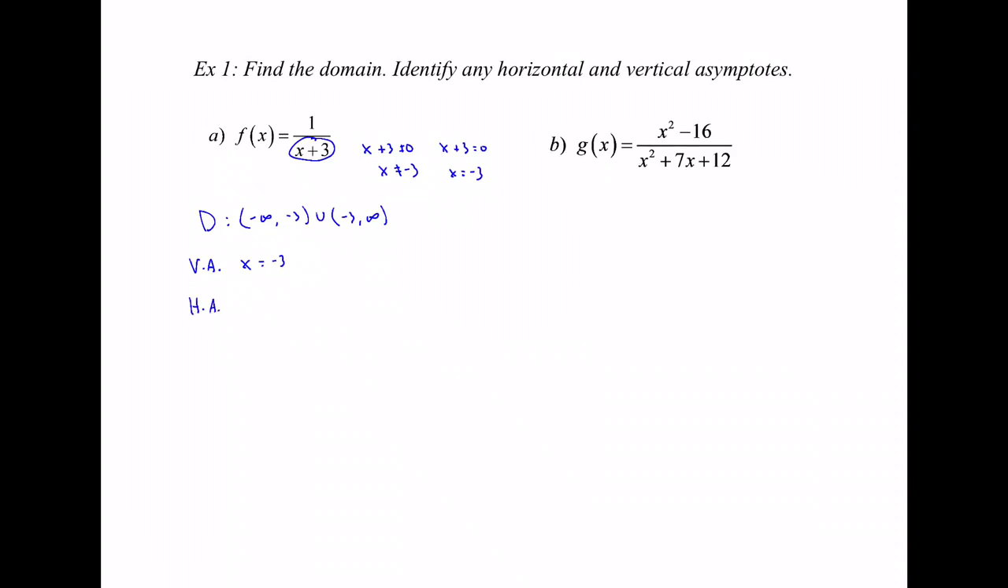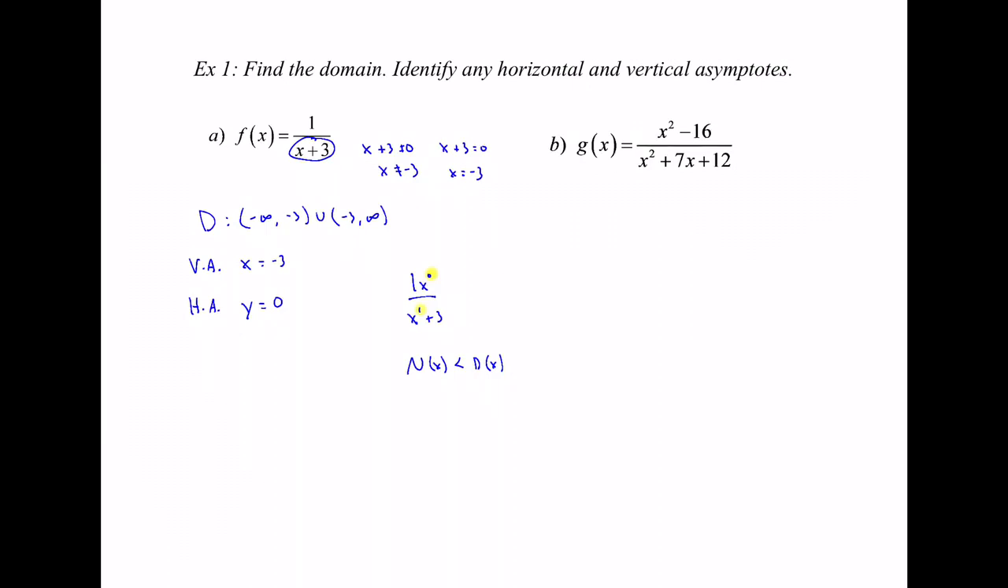The horizontal asymptote, you're looking at the degree. So you have 1, you don't have a variable up there, but if you did, it would be x to the 0 over x to the first plus 3. So the degree of the top is 0, the degree of the bottom is 1. So what we have is a numerator degree that is less than the denominator degree. So if it's less than the denominator degree, then we have a horizontal asymptote at y equals 0. And that's how you find each of those.